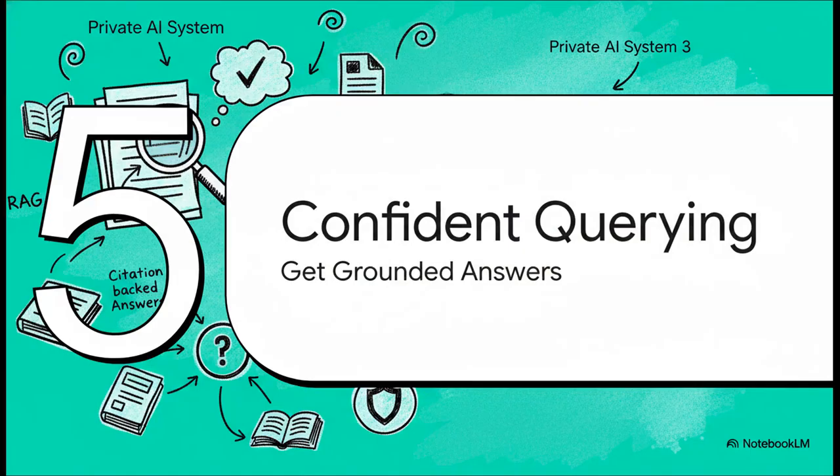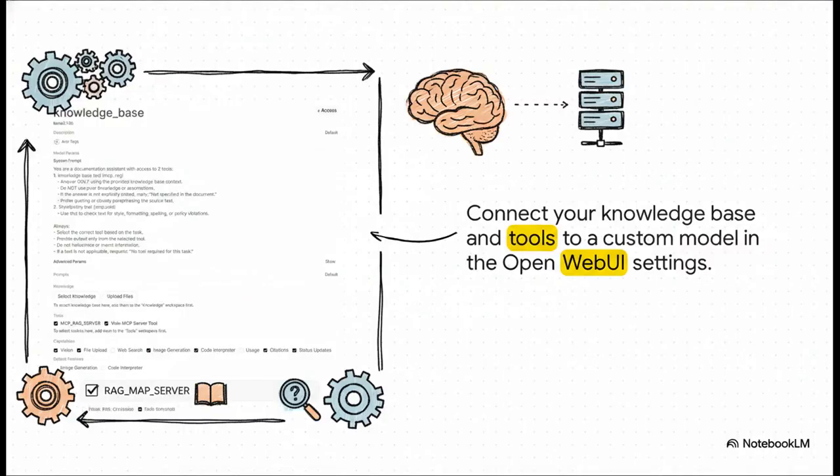And finally, we have reached the payoff. Section 5, Querying with Confidence. Let's see how to actually use this thing to get factual, citation-backed answers directly from our own data. Inside the Open WebUI, the key is to create a custom model profile. Now, see that little Tools section? This is where the magic happens. This is where you connect the AI to our RAG server.